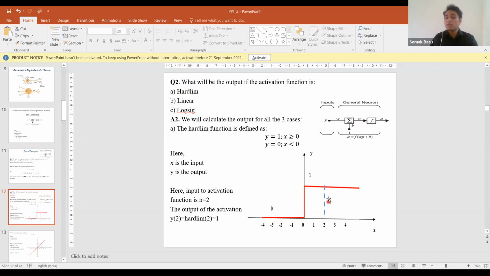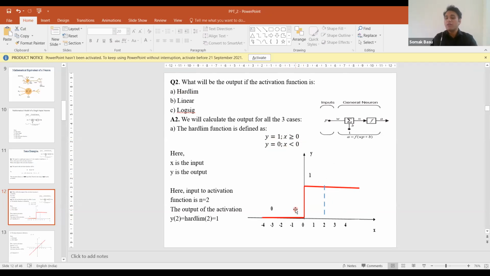How is the hard limiting function defined? Hard limiting function, y is equal to 1 if x is greater than or equal to 0, y is equal to 0 if x is less than 0. So this is the nature of a hard limiting function. Sudden change. The behavior of the activation function before 0 was something else. Just after 0, it is something else. Don't you see? It's like a step.